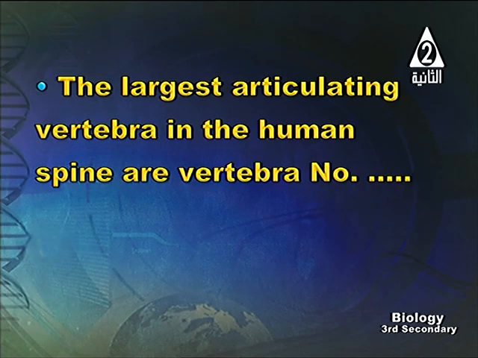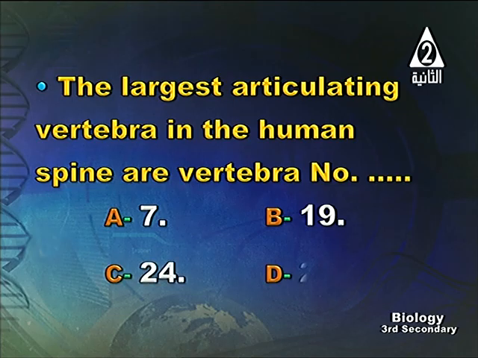The largest articulating vertebra in the human spine is vertebra number 7, 19, 24, or 25. Of course, you know that the largest articulating vertebrae in the human spine are the lumbar, and they start from vertebra number 20 until the largest one, the final one of them, which is number 24. So the answer will be number 24.